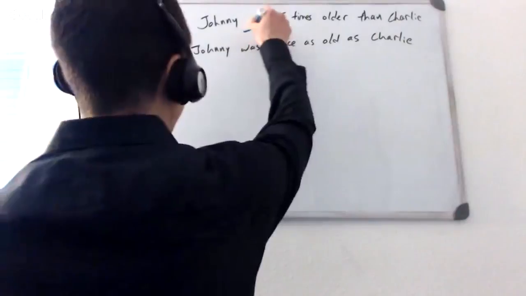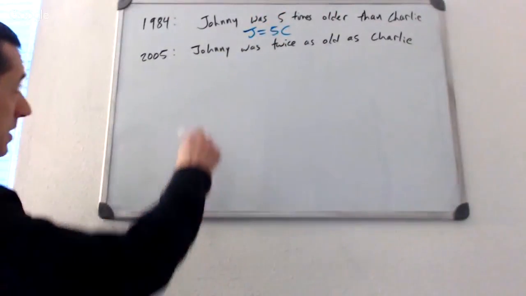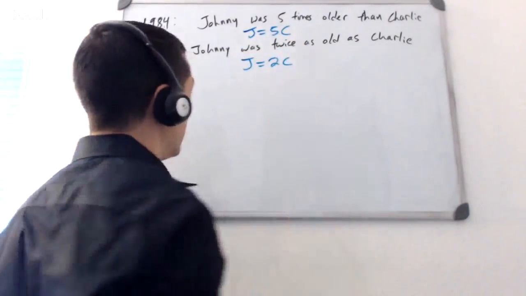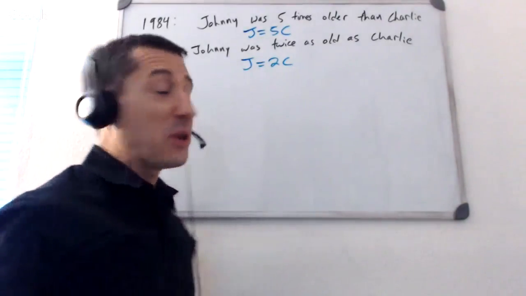1984, Johnny is 5 times older than Charlie. J equals 5C. Awesome. 2005, Johnny, twice as old as Charlie. J equals 2C. Wait a minute. You try to solve this, what do you get? You get 0. You can't do anything with it.